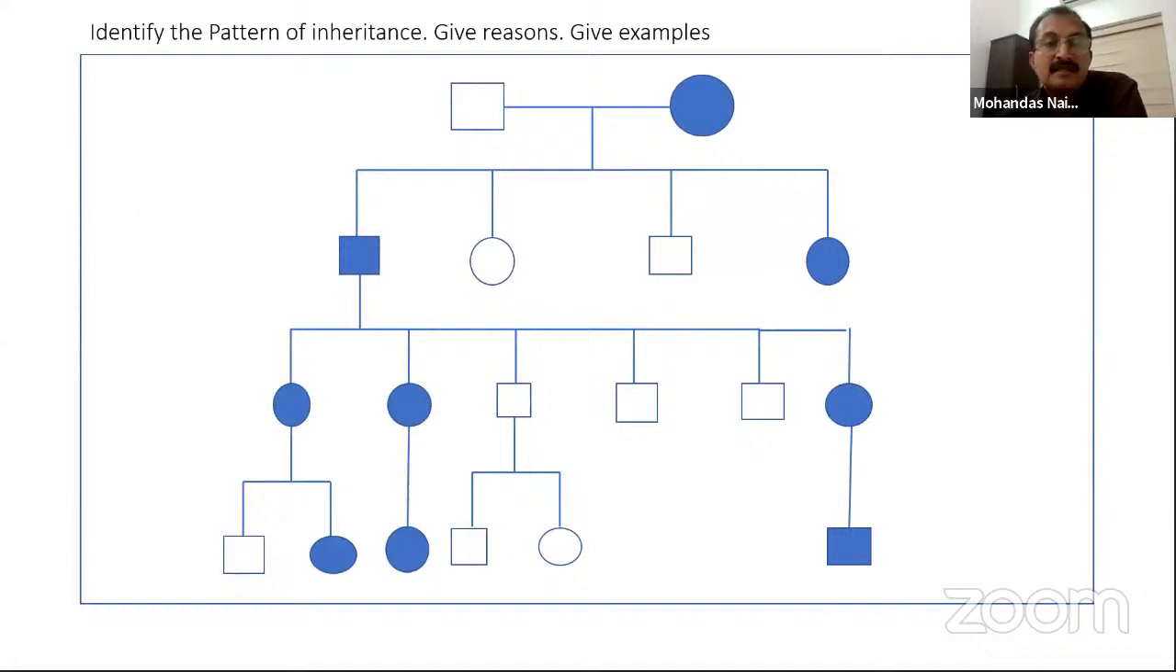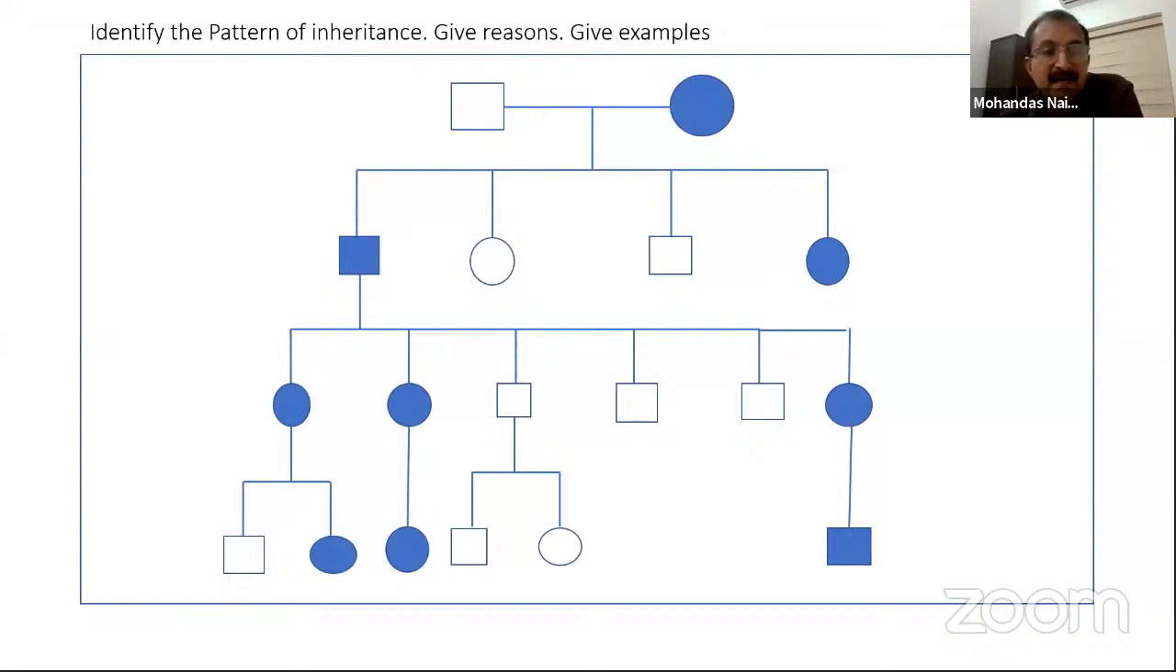Identify the pattern of inheritance, give reasons, and give examples of diseases inherited in this manner. So here, there are affected individuals in all generations. And what you can see is the affected female has transmitted the disease to both male and female children, but 50%. So obviously it is not a mitochondrial inheritance.